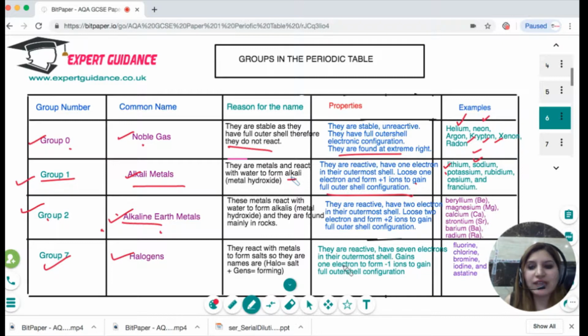For group 7, it's halogens. Why do we call them halogens? Halo means salt, gen means forming. So they are salt forming. They combine with metals and form salt. They have 7 electrons in their outermost shell.